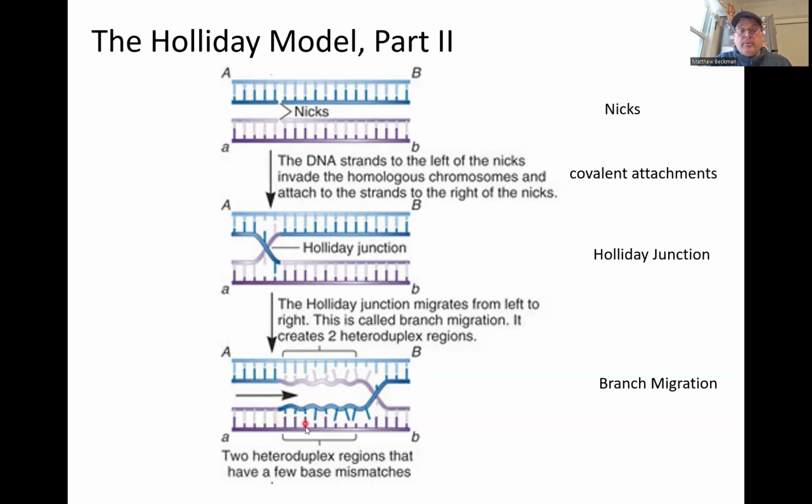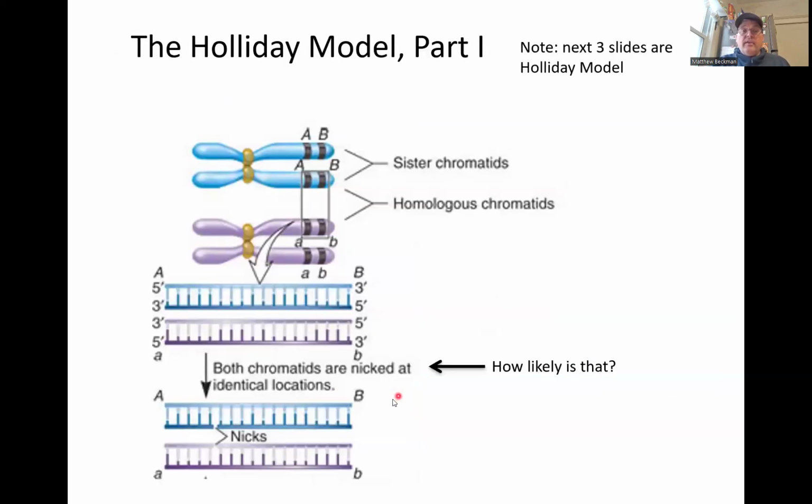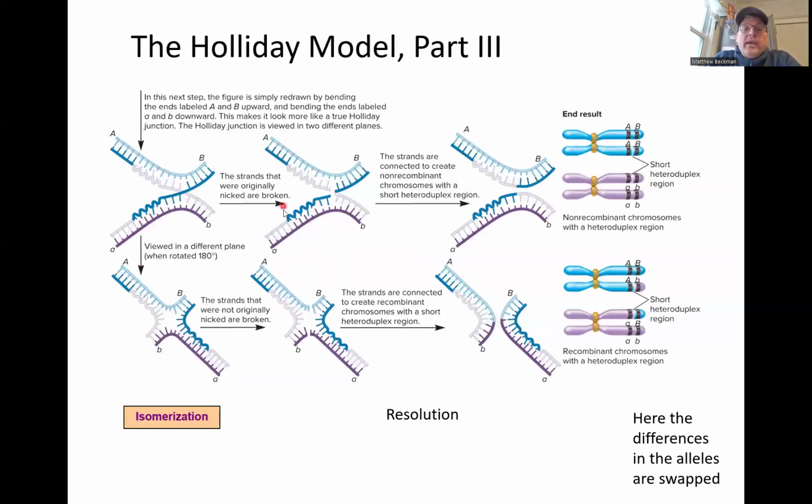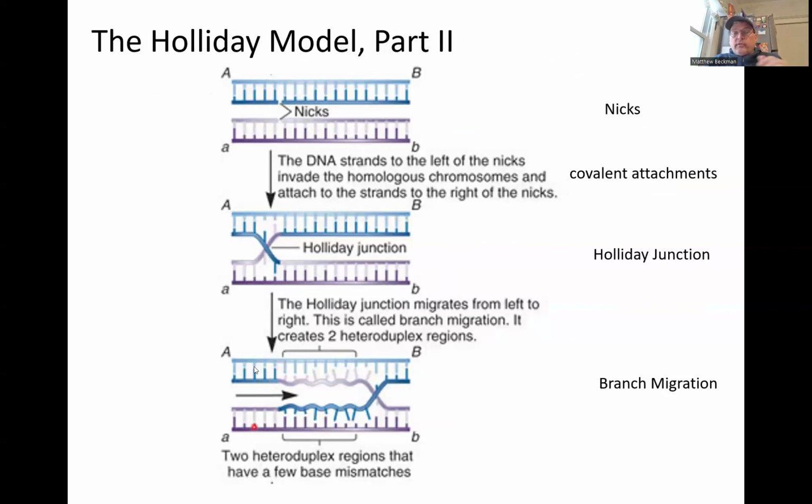So there may not be complete perfect matches here if there are slight differences in the sequence between, say, the big A and the little a gene, or the big B and little b gene. Okay, so once the branch migrates from left to right, the direction of this arrow, now the thing of it is I'm in my kitchen, so I'm going to use kitchen knives. So we've got two kitchen knives. They're sort of parallel to each other, right?